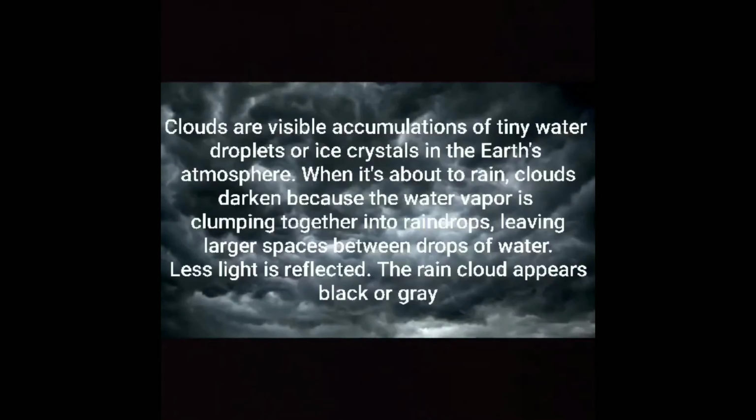So next, I will explain to you why rainy clouds are dark. Clouds are a visible accumulation of tiny water droplets or ice crystals in the Earth's atmosphere. When it's about to rain, clouds darken because the water vapor is clumping together into raindrops, leaving larger spaces between drops of water, so less light is reflected. The rain cloud appears black or gray. I will show you an example of rainy clouds.